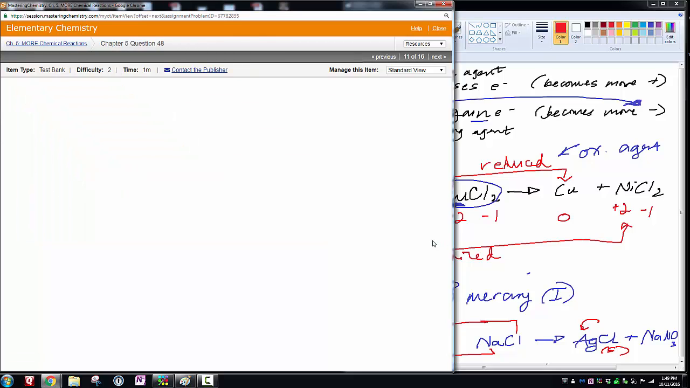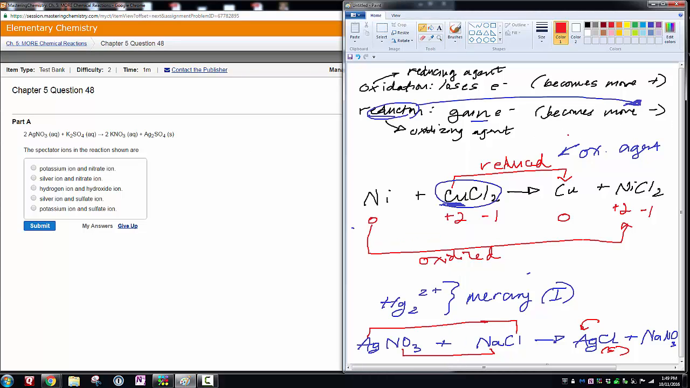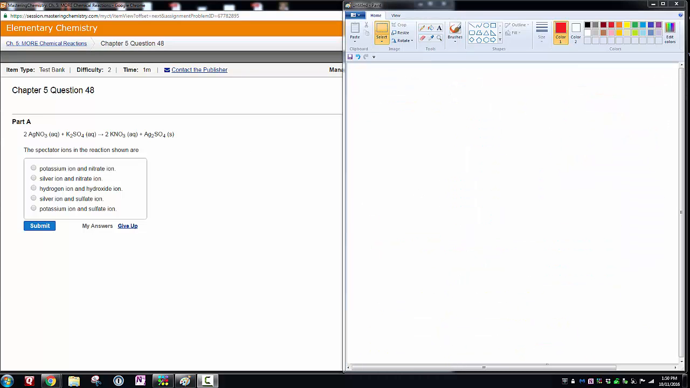Should kind of pop out at you. Okay, spectator ions. What are these? All right, I've cleaned up my little drawing area here. And what we're looking at for spectator ions is ions which aren't involved in the action, but rather ions which just watch the show. They're not doing anything, they're just spectating.